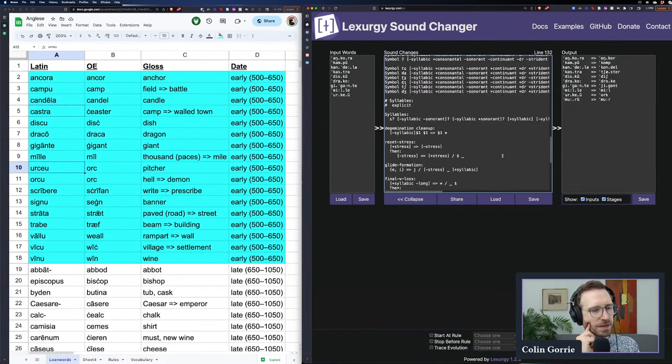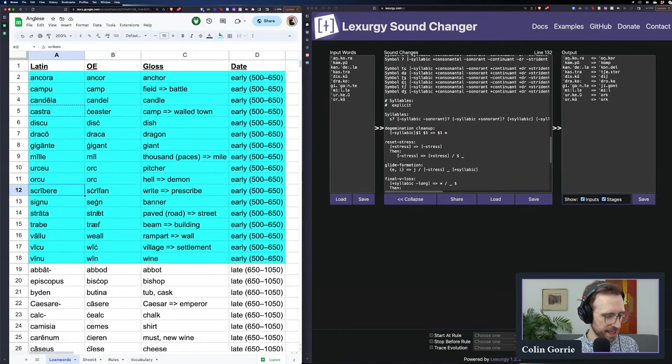Right, what was I? Sorry, I got lost in etymological fun. All right, and then our next thing is just orcus. Orcum, which is going to merge with urkeu. Yeah, ork. And look at this. We're getting quite close to passing all of our tests.